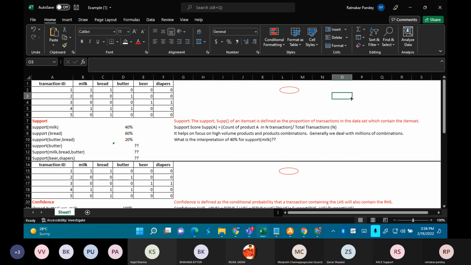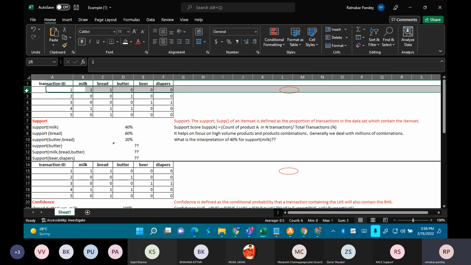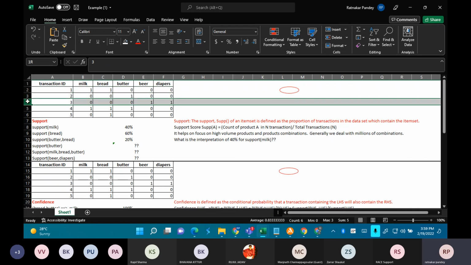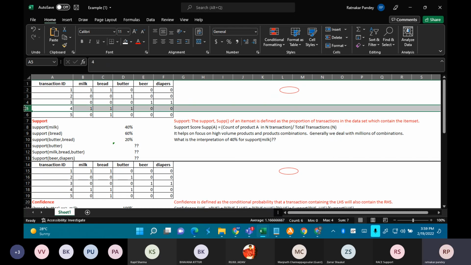Shall we start? So how many transactions do we have in this data? We have only 5 transactions, right? And how many products are there? 5 products: milk, bread, butter, beer, diapers. When it says 1, that means that product was bought in that transaction, right? So in transaction 1, what were the items which were bought? Milk and bread. In transaction 2, correct. Transaction 3, and then you get the flow, right?